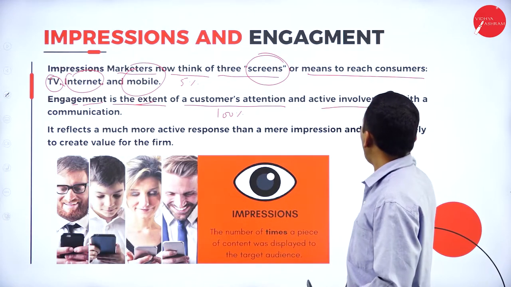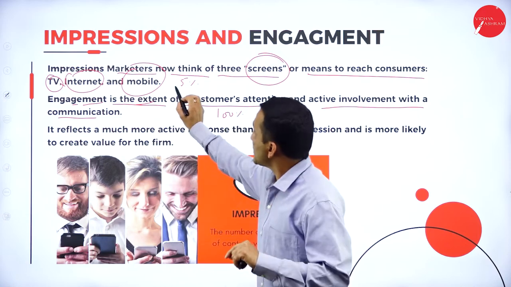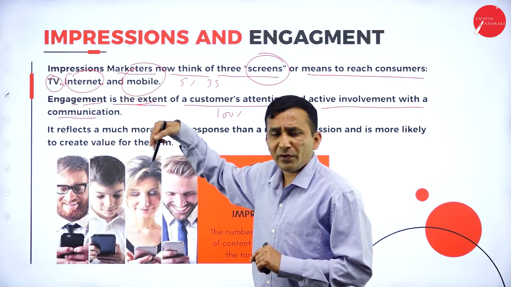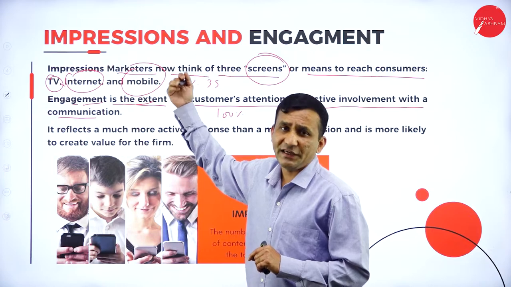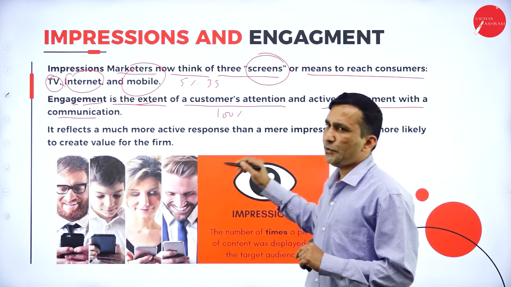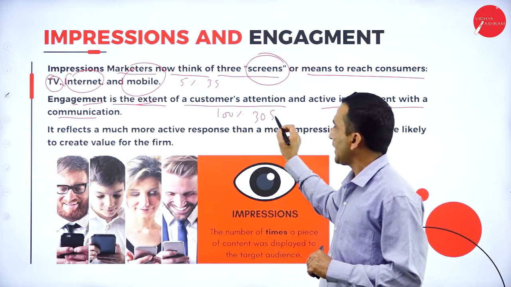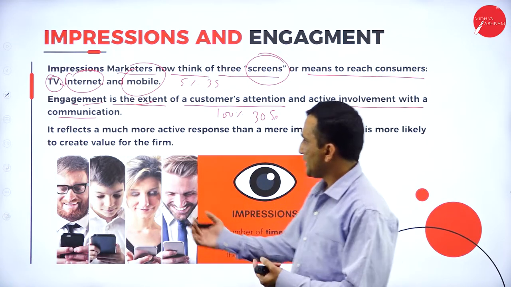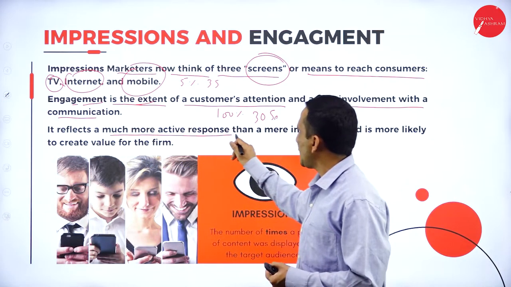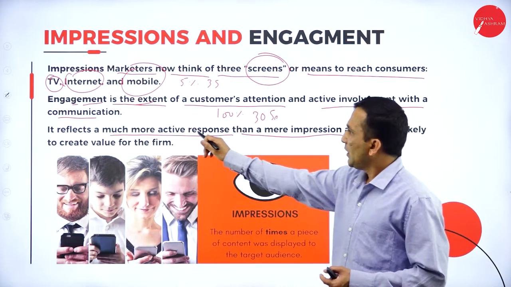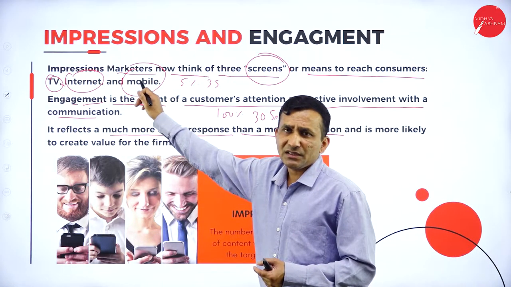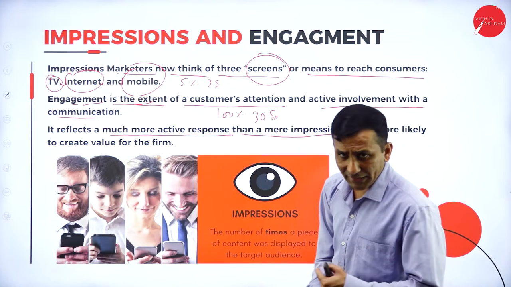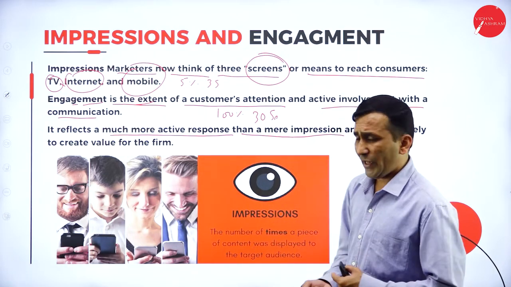It is active involvement with communication. Here you are spending only 3 seconds, assume. If you are curious to know more and more information about the product, service, or advertisement, you want to spend more than 20 or 30 seconds. These are examples, not exactly the time I specified here. It reflects a much more active response than the mere impressions. With impressions we cannot expect 100% attention, but with engagement we are giving attention 100%. Clear? That's how we get more and more information.